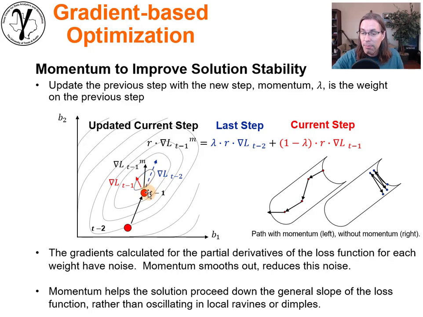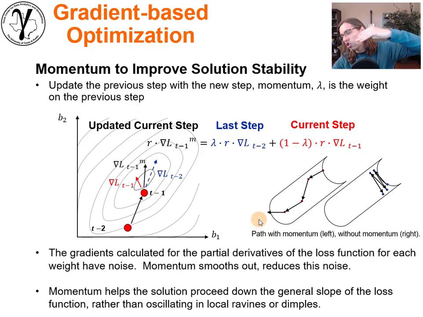So the last step, if you look at it, was from here to here. We take that and we just copy and paste it right there. We say, well, we kind of want to keep doing that. That's momentum. But then when we calculate the local gradient, this is what it looks like. So we do a weighting of those two. If we use a large lambda value close to 1, we're going to basically have like a freight train going down the track.